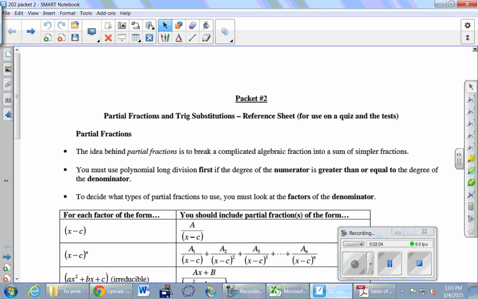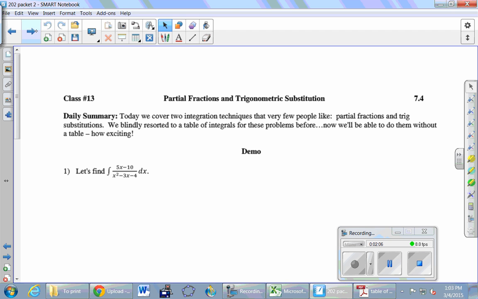So the first page is a reference sheet, which you will bring with you to quizzes and tests. We jump to page 3. You can continue to use that other reference sheet on quizzes and tests. All right, so I think that's it. Everybody has a packet, right? Okay, daily summary. Stefan, you're not on page 3. Haley, daily summary.